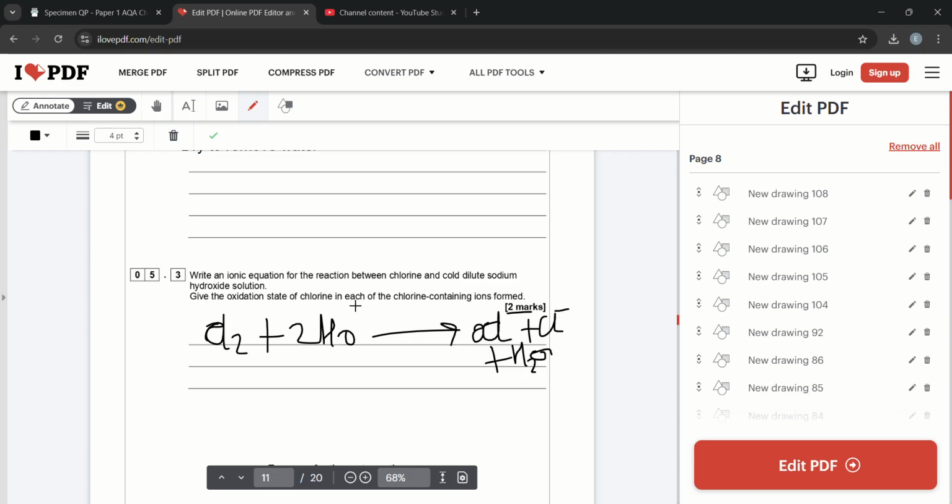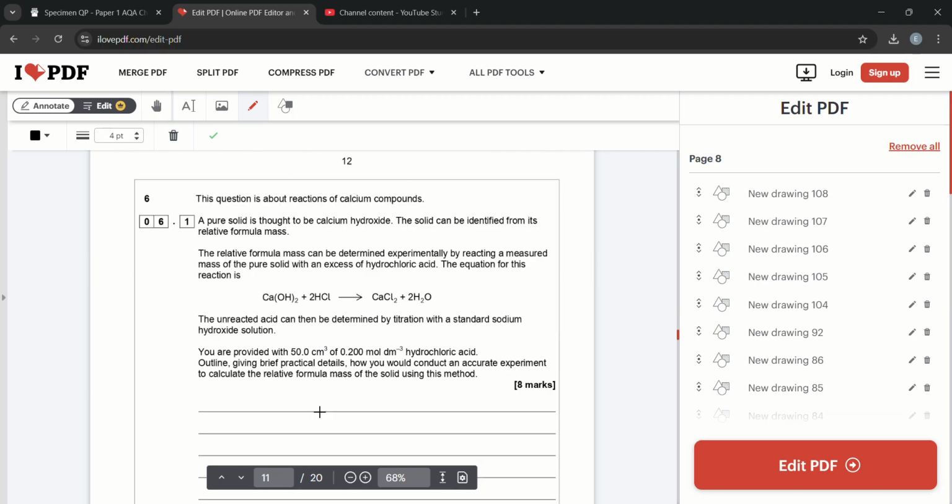And the oxidation state of chlorine in each of the chlorine-containing ions. In OCl minus, oxygen is minus 2, overall minus 1, so chlorine is plus 1. And what else do we have for chlorine? Chloride ions. In Cl minus, the oxidation state is minus 1, obviously. And that is the end of question 5.